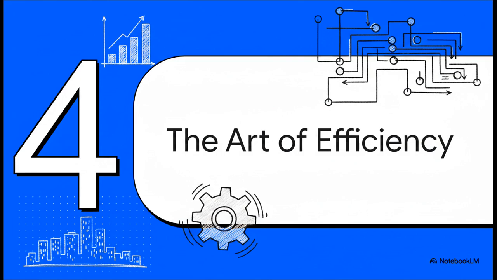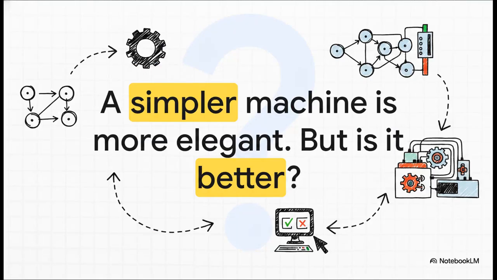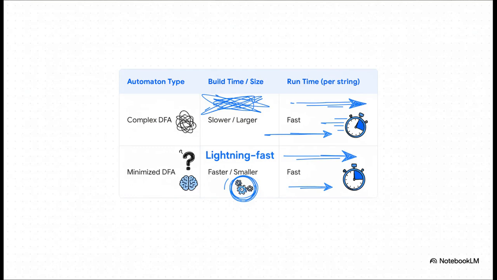Which, of course, brings us to the big question. This is all very neat, but why does this kind of elegance actually matter in the real world? A smaller machine is definitely prettier to look at from a theory perspective, but does that really make it better for the programs we use every day? Oh yeah, absolutely. Take a look at this.